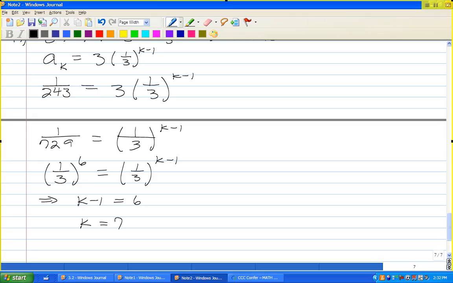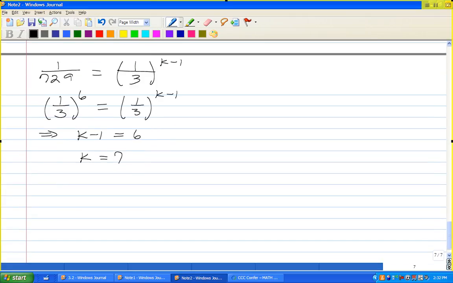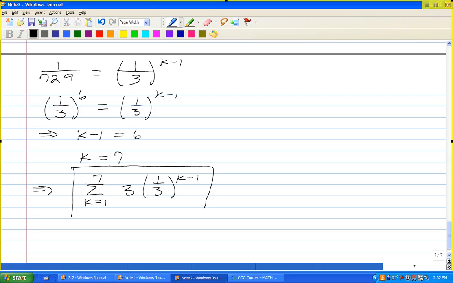And so my above series can be written as the sum from k equals 1 to 7 of 3 times 1/3 to the k minus 1. And that will give you the above series. You could have made different adjustments on how you wrote this, and you would have gotten equivalent correct answers that could look somewhat different than what I've written.